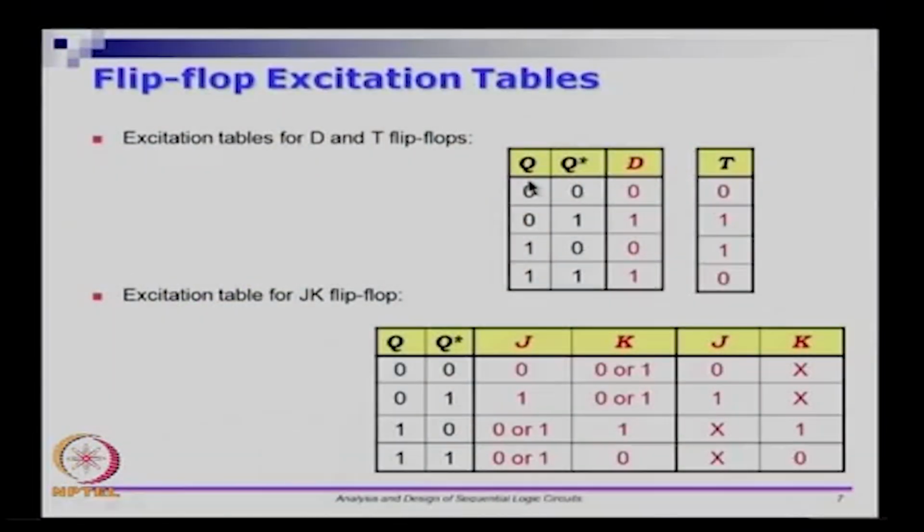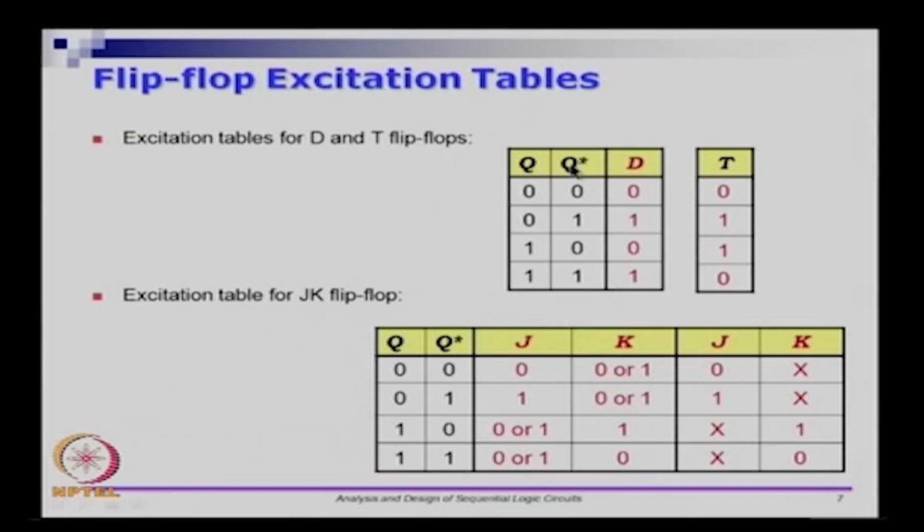So, before we go into the actual problem, we need to know what an excitation table is. An excitation table in some sense is the inverse of the analysis or the characteristic table. In an excitation table what you get is, if you are given Q and Q star, you are asked to guess what the input of the flip flop must have been. For instance, if I tell you that the present state of a flip flop is 0 and the next state is 0, and if I tell you that it is a D flip flop, then the question is what should have been at the input so that you get 0 in the next state.